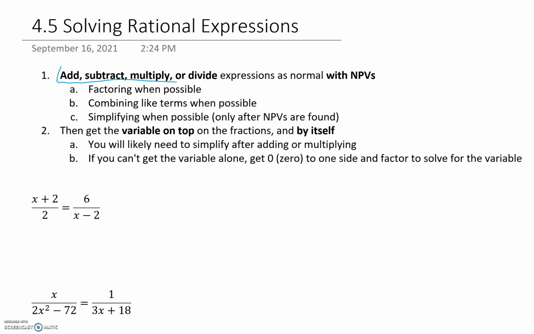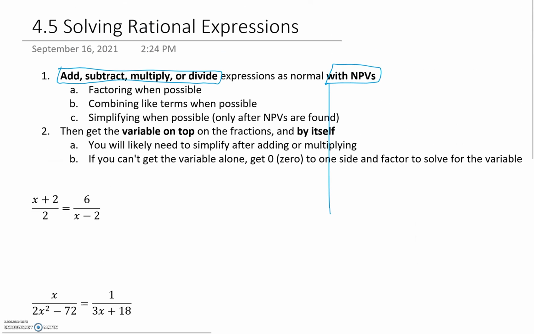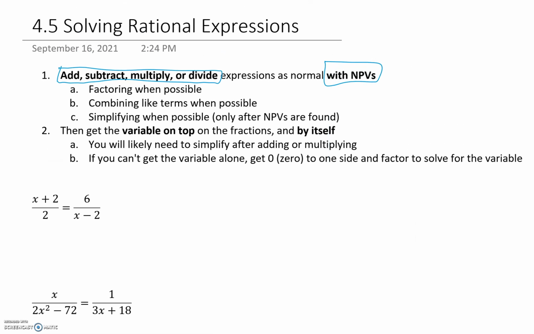Basically there are a few things to remember from before. Add, subtract, multiply, or divide expressions as normal with NPVs. This is key, because if it's an NPV, it's not a value of x. Factor when possible, combine like terms when possible, and simplify when possible, but only simplify after you find your NPVs. So NPVs happen first. That's the first step, basically doing everything you know.